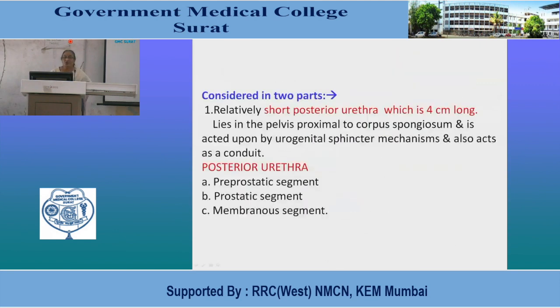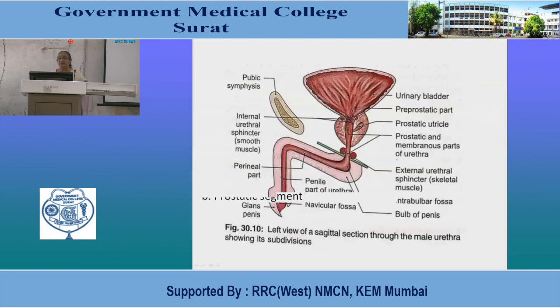Now considering it in 2 main parts: relatively, the short posterior part, which is 4 cm long, lies in the pelvis proximal to the corpus spongiosum, which is the cylinder along with the penis. In the transverse section we have seen in the histological diagram, it acts upon the urogenital sphincter mechanism and also acts as a conduit. The posterior urethra consists of the pre-prostatic segment, prostatic segment, and the membranous segment we have seen in the previous diagram. You can see here the pre-prostatic, then prostatic and the membranous.